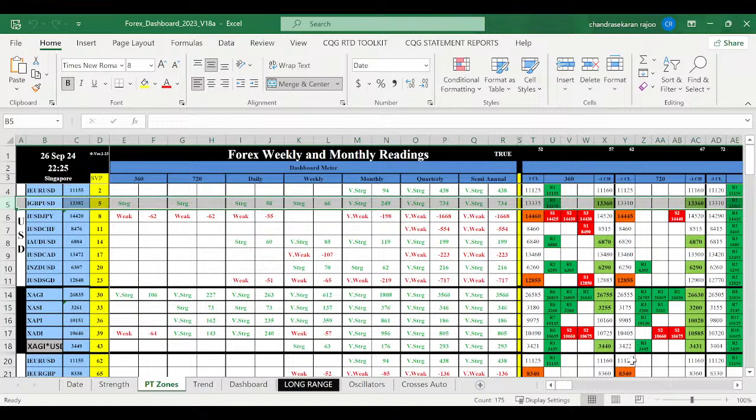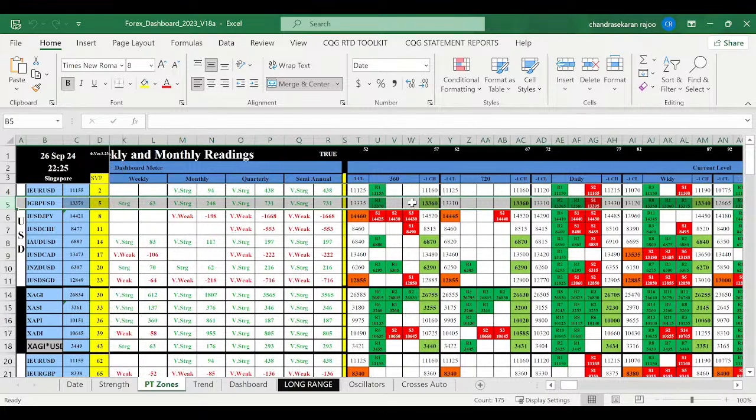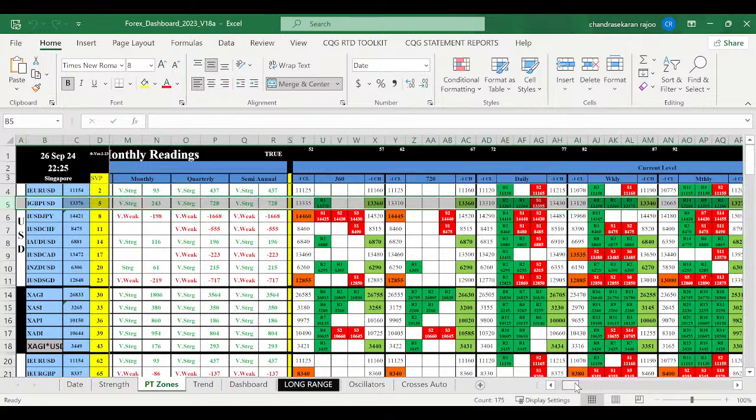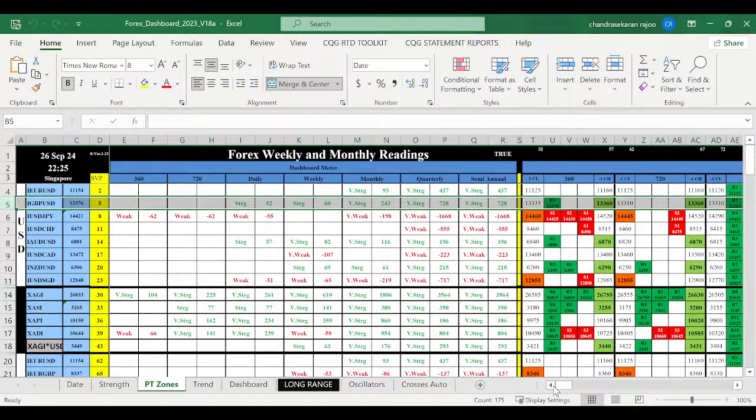Now I'm going to give you the target. What we can expect is the 360 RR2 level, daily RR2, and weekly RR2. RR2 means resistance right level 2, so the zone 2. That's what we meant by RR2. So we try to get the figures, then finally we put in the trades.